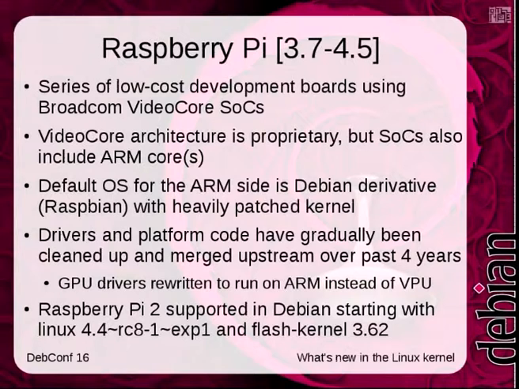These are basically meant for doing video processing, image processing, using the VideoCore architecture, which is proprietary. But all of these SoCs also contain one or more ARM cores. And the default OS for these dev boards has been the Raspbian Debian derivative. There were a couple of reasons for not using stock Debian.